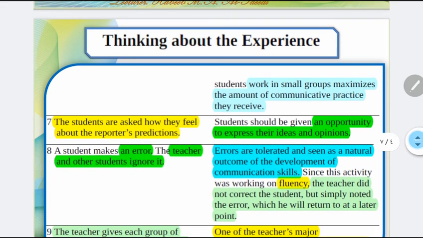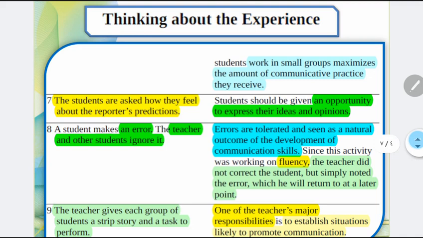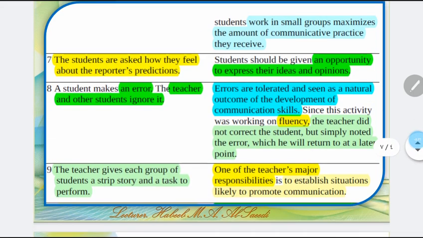Also, students work in small groups, which maximizes the amount of communicative practice they receive. Okay, when they work in a group of 2, 3, or 4, or even 5, each student has an opportunity to participate. This maximizes the amount of communicative practice for each student. Each one will participate, will have a role in the different activities.